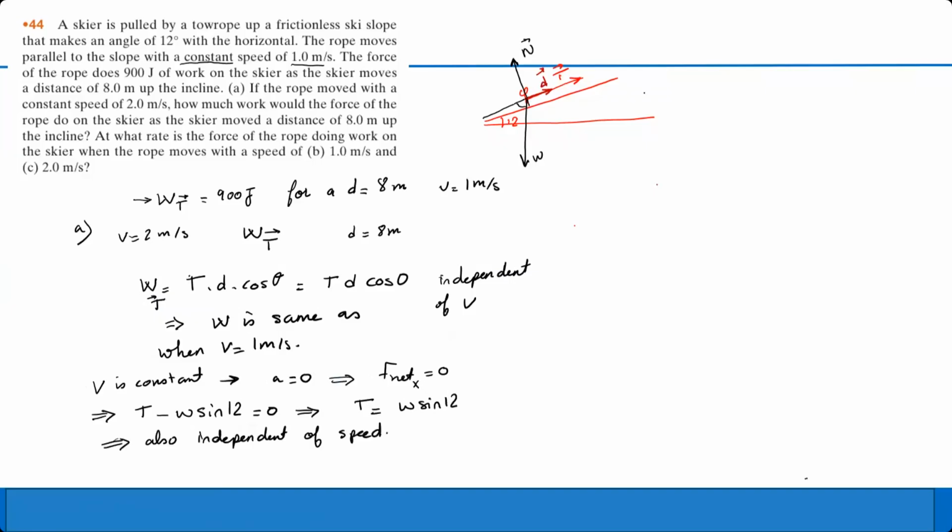So same tension, same distance covered, same angle, then the work is the same. So W equals 900 joules. This is the work done by the tension force.